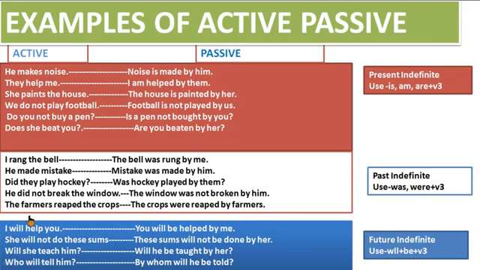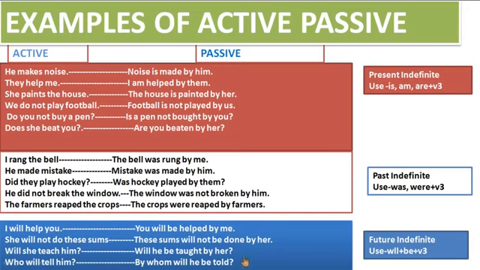The next sentence is, farmer reaped the crops. The crops were. We will use were because crops is plural. The third form of reap is reaped, by the farmers.